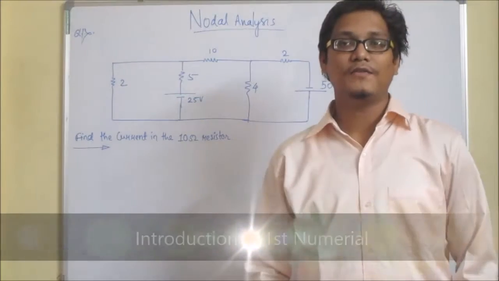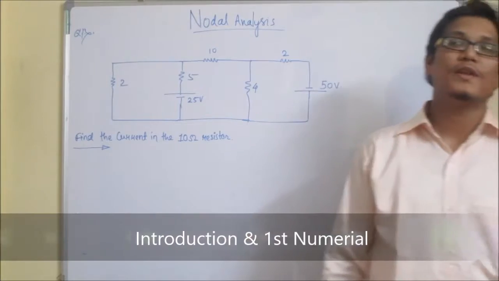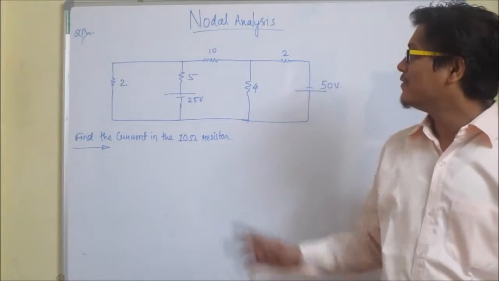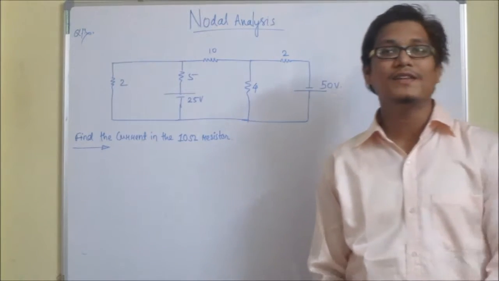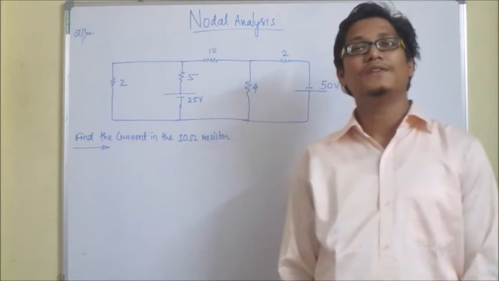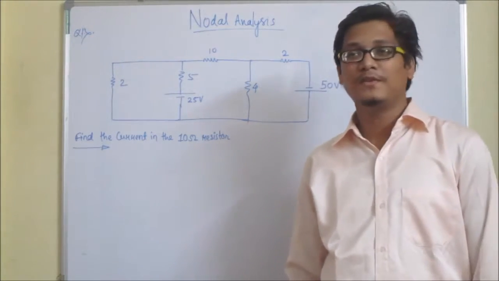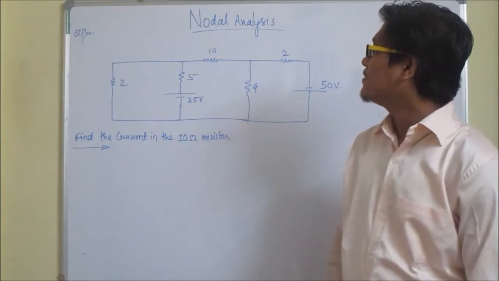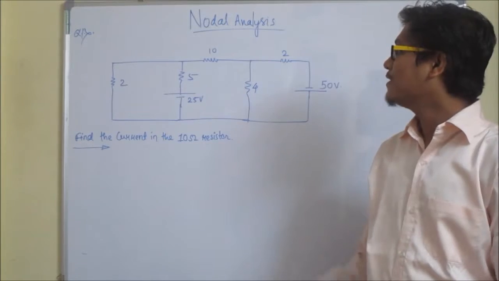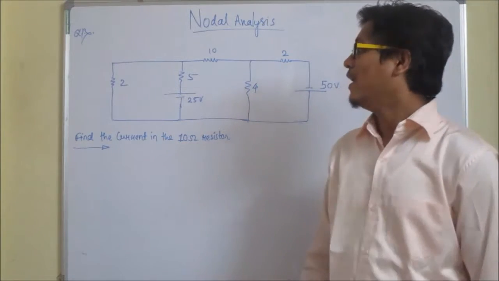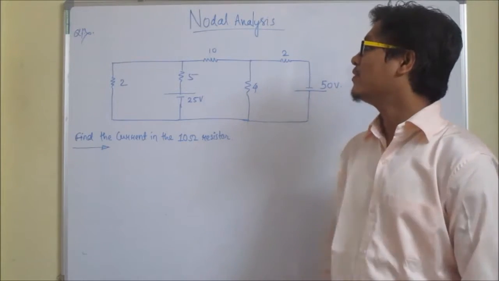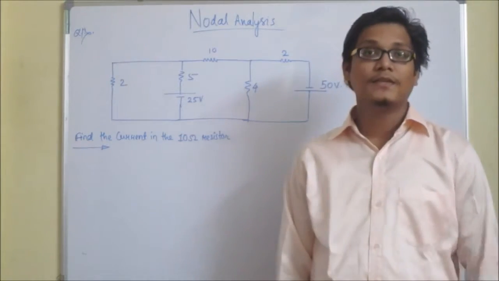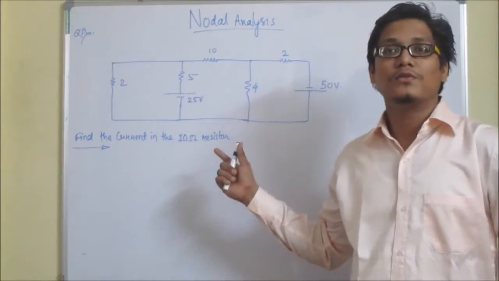Now we will start with the concept of nodal analysis. We will consider this sum and understand the concept through the sum itself. It's a very simple concept. In this circuit of 3 loops, they have asked to find the current in the 10 ohm resistor. As per the earlier mesh analysis, we can do it by mesh analysis also.